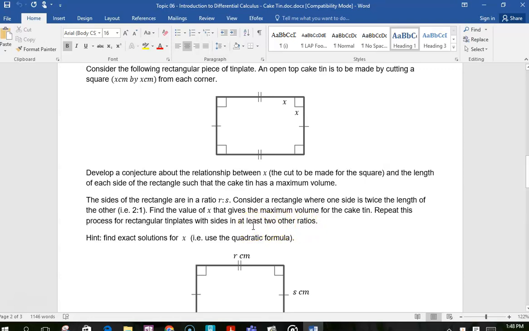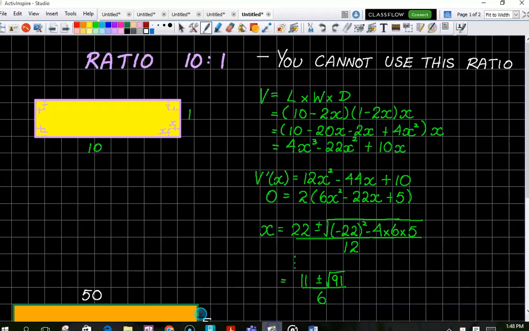But how do you do that? So I'm going to do a ratio of 10:1, and that means all of you cannot use this ratio. All right? Don't do it. You won't get marks for that. So basically you repeat what you did with part A. So we've got our box and we're saying it's 10:1. So just like in part A, we're cutting out our box here, right? That little section is x by x. So comes in x, comes in x. That's why we've got 10 take 2x as your length.